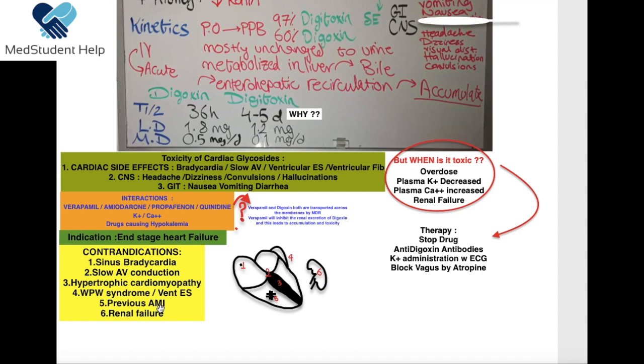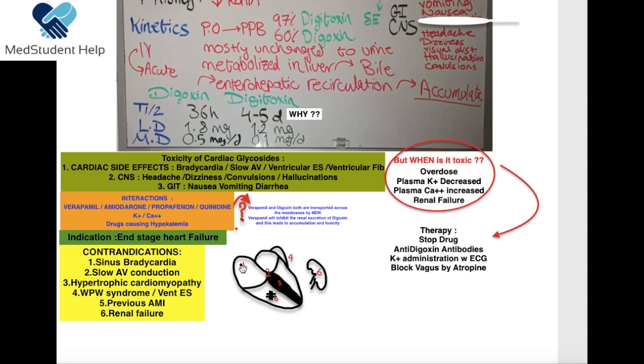Anyway, let's see the contraindications of the cardiac glycosides. What patients can't be given cardiac glycosides? If the patient had a sinus bradycardia, or a slow AV conduction, or hypertrophic cardiomyopathy, WPW syndrome, the Wolff-Parkinson-White, I don't really remember exactly how the name goes, but the WPW syndrome, and the ventricular extrasystole, the previous acute myocardial infarction, and the renal failure. Now let's see this drawing. I tried to make it a little bit easier to memorize all of these.